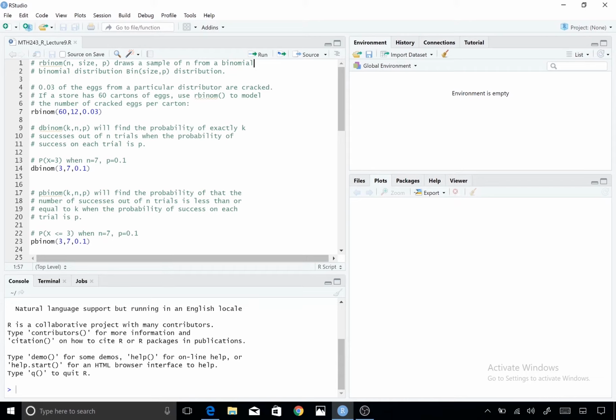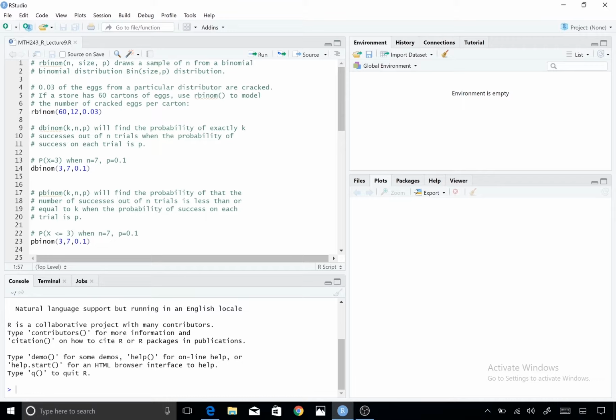Today, we'll work with rbinom, pbinom, and dbinom. They're similar to rnorm, pnorm, and dnorm, but dbinom works a little differently. First up is rbinom. This will draw a sample of specified size from a binomial distribution. It's good for simulating binomial variables if you need to.